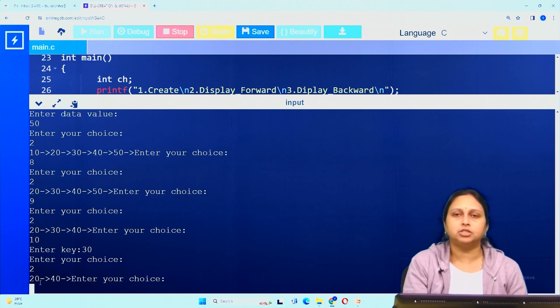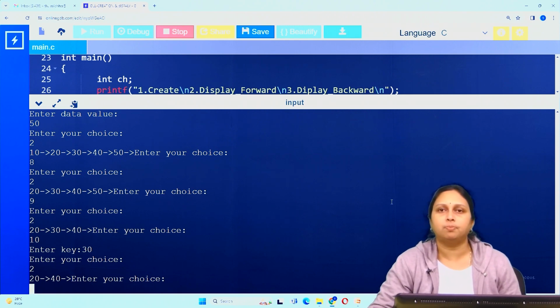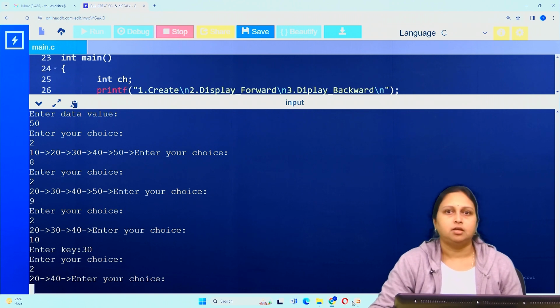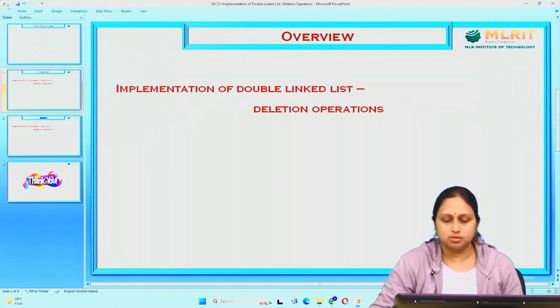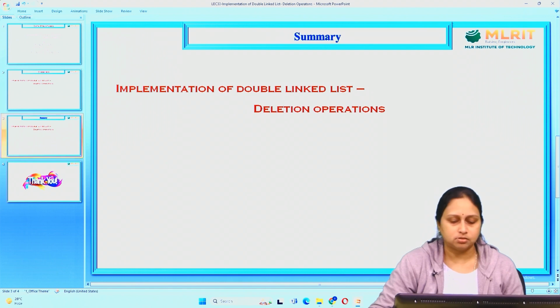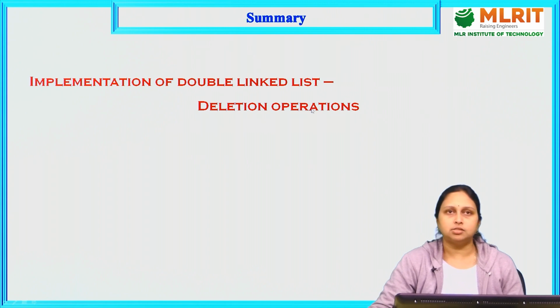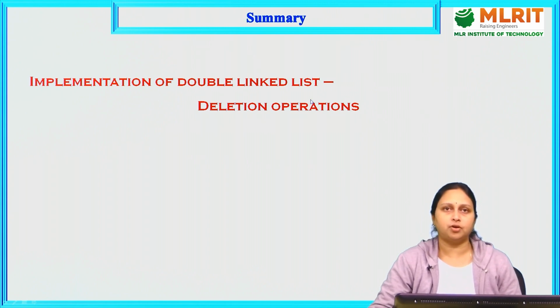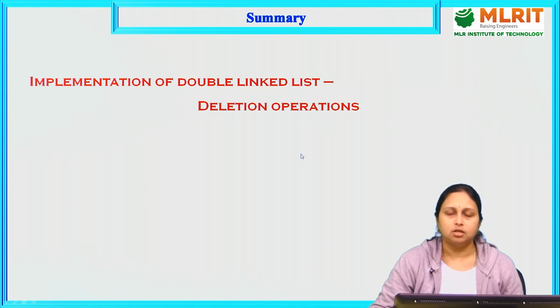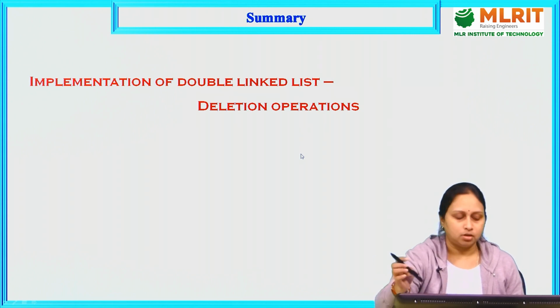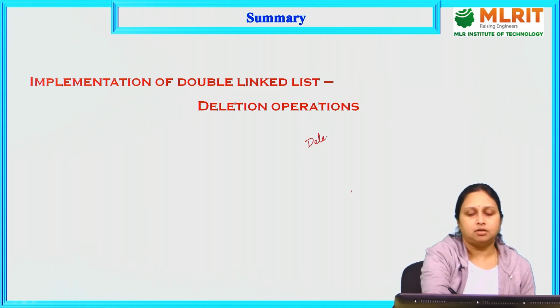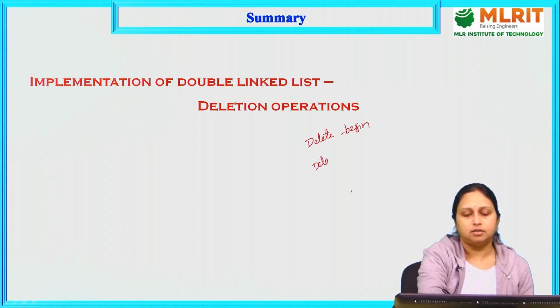Like this, you can implement the deletion operations in a double linked list. Let us see the summary of today's session. In this session we have discussed the implementation of double linked list deletion operations. The three operations we have come across are delete begin, delete end and delete based on key value.